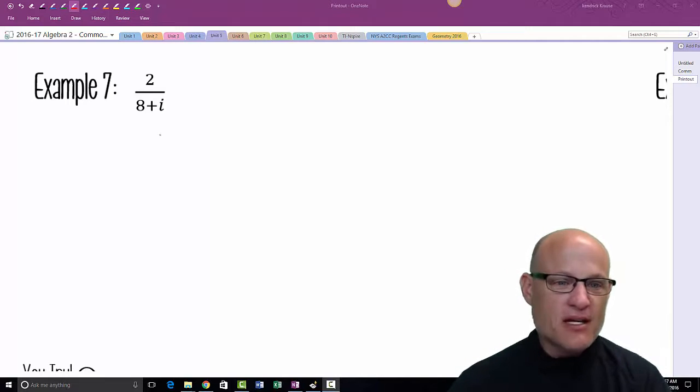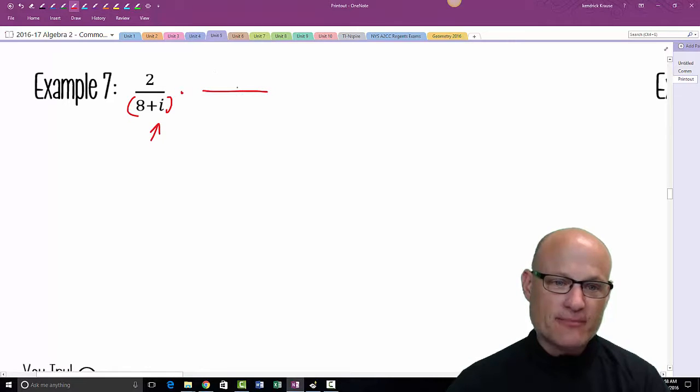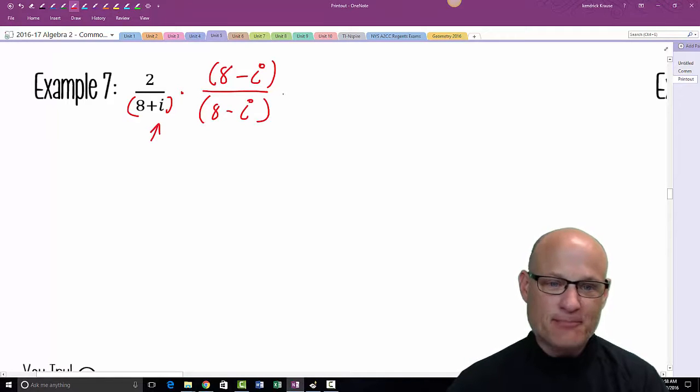All right. Not me, but this imaginary number i is the problem. So we're going to multiply by the conjugate, which is 8 minus i over 8 minus i.